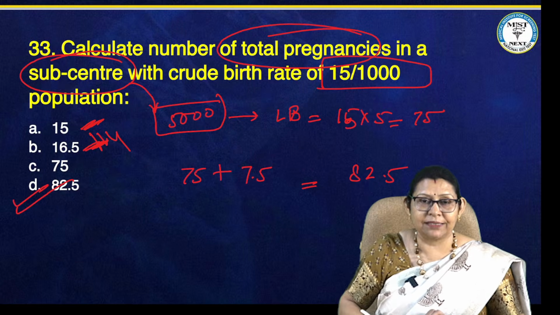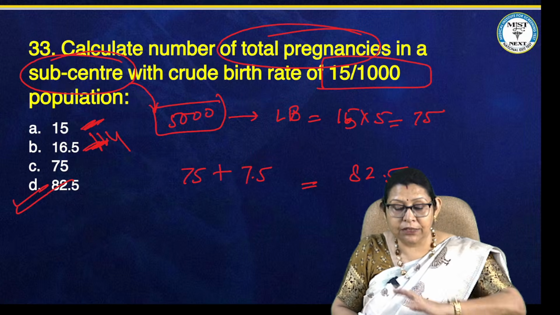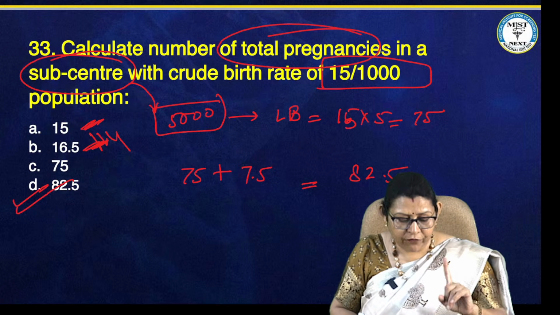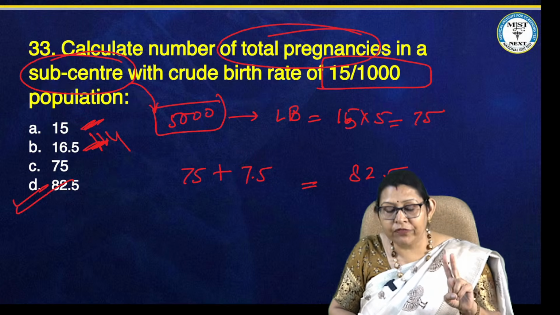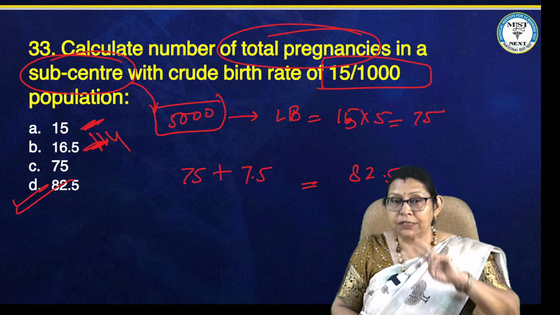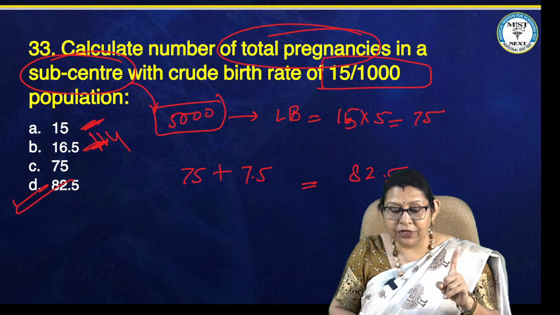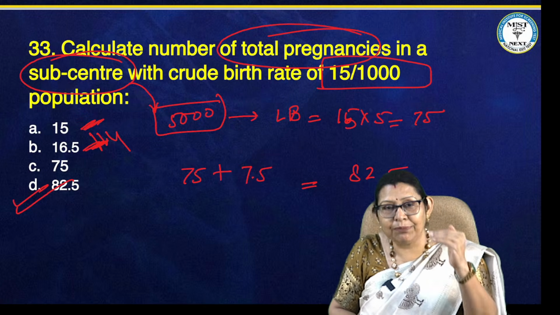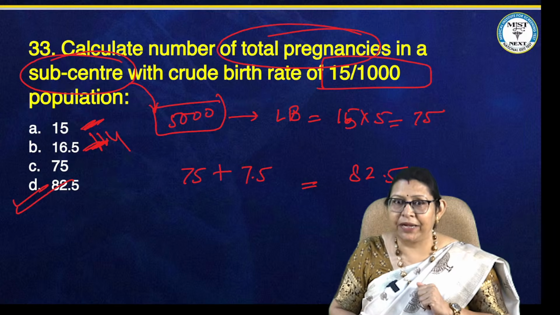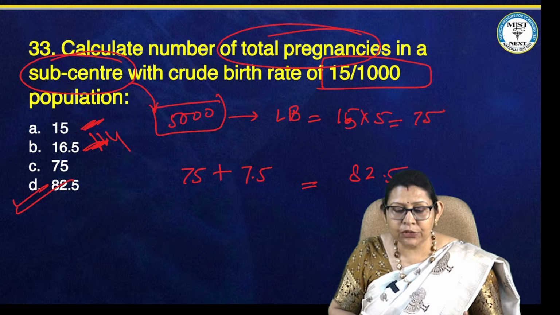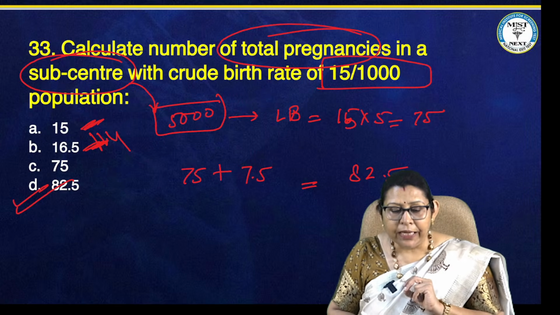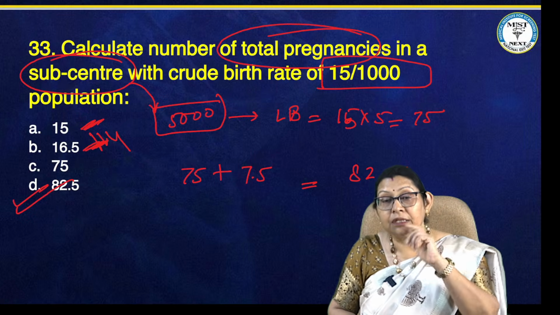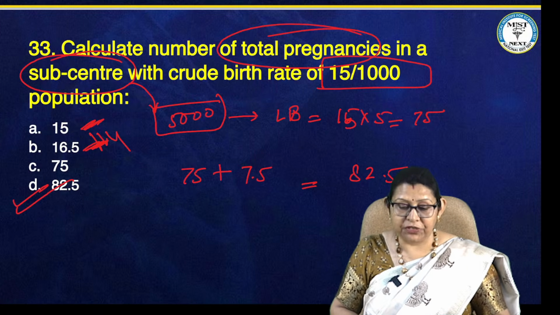This is a wrong answer because first you have to calculate the total live births in your sub center. ठीक है, so if you are answering as 16.5, it is a wrong statement because you have to convert the live births in sub center. If you are answering as option C, it is again wrong because you have to add 10% extra to get your total pregnancies. So I hope now it is clear to you. So those who are answering as option B, it might be clear that you have to convert into the live births in the sub center for 5,000 population.